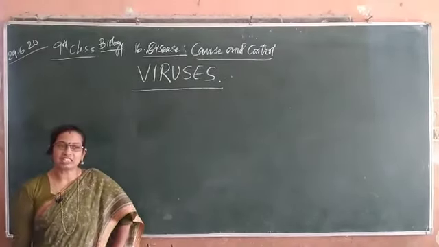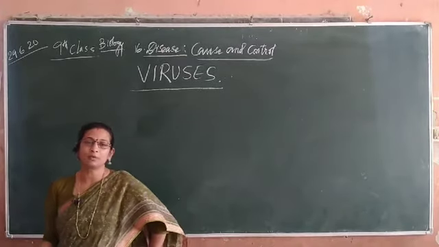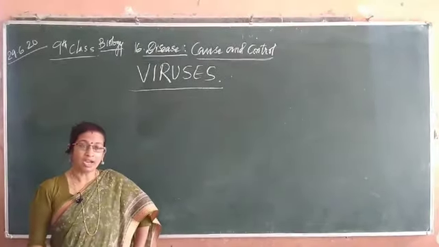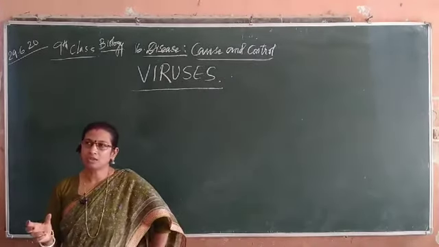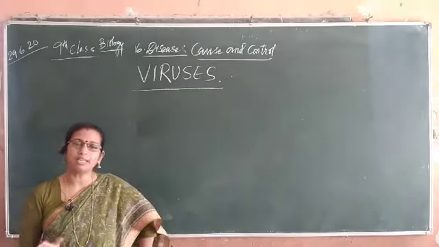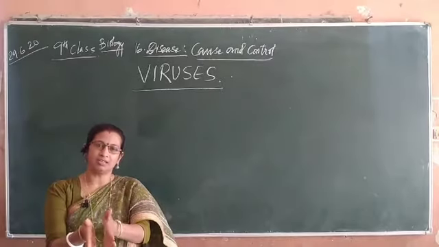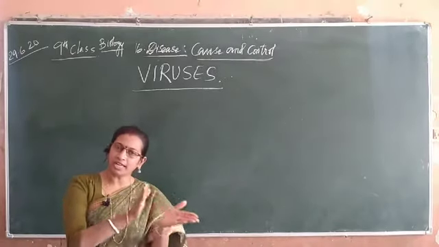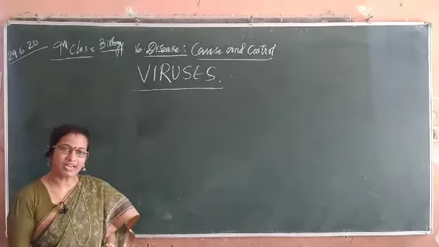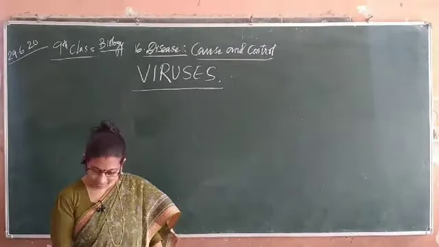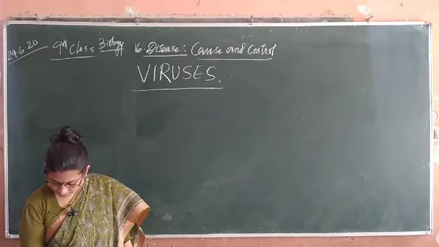Now, in the previous class, I just used for a second a term called virus. Now, virus, as I told you, is an organism which has both living and non-living characteristics, and that's why it is placed in between. Neither is it fully living nor fully non-living. So that's why it is called a missing link between living and non-living, because it has both the characteristics of living and non-living substances.